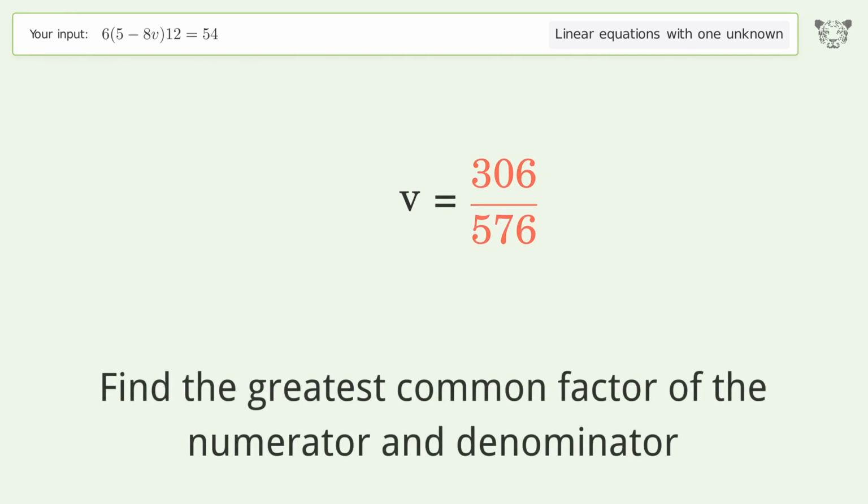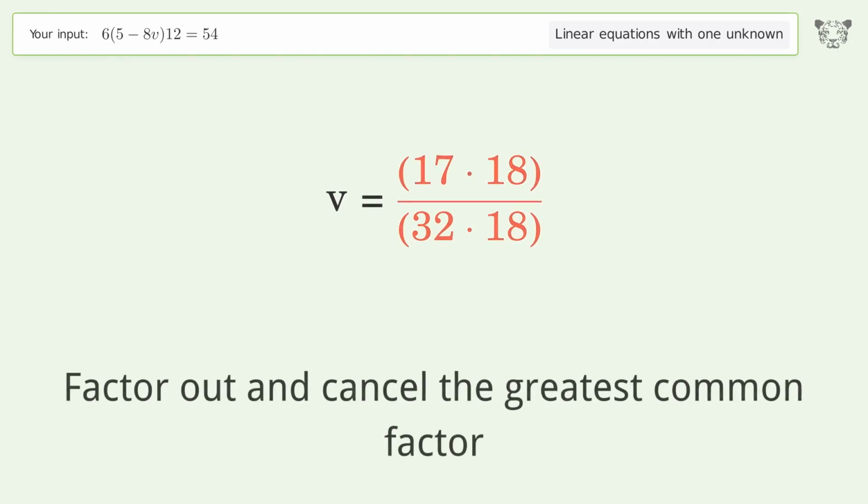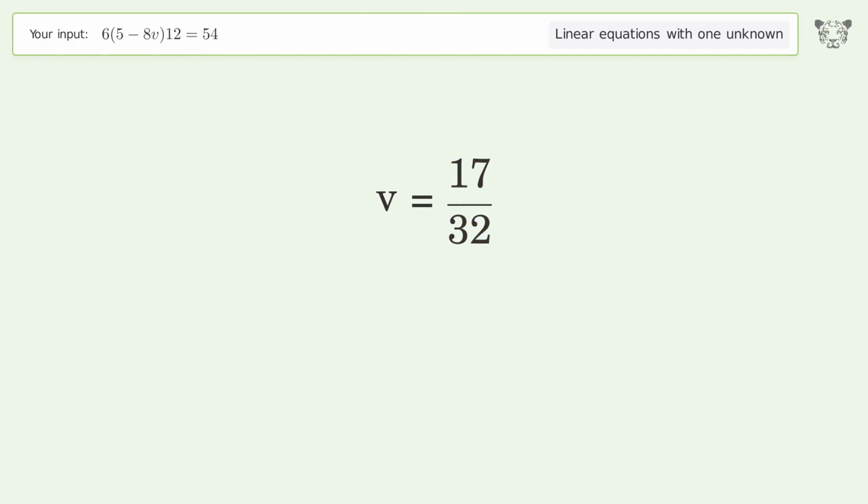Find the greatest common factor of the numerator and denominator. Factor out and cancel the greatest common factor. And so the final result is v equals 17/32.